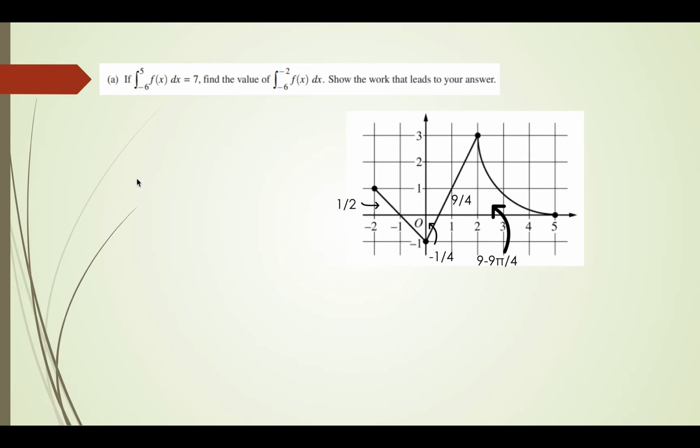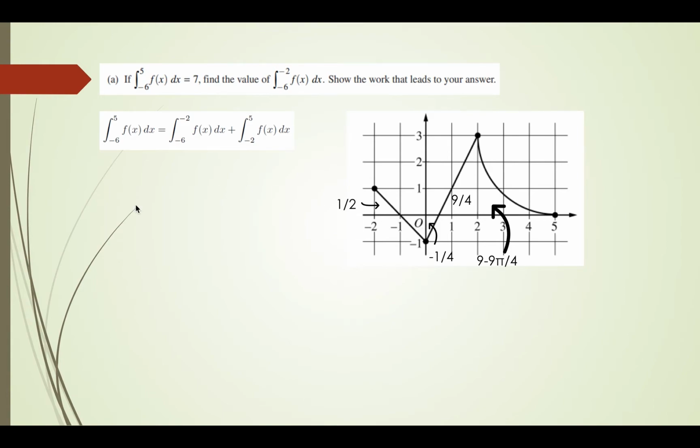All right, so to get into the actual problem here, notice that the integral from -6 to 5, which would start way over here at -6 and go all the way to 5, can be broken up into two pieces. So what I've done here is I've broken it up into the integral from -6 to -2, plus the integral from -2 all the way to 5. So I've broken that up into two manageable pieces.